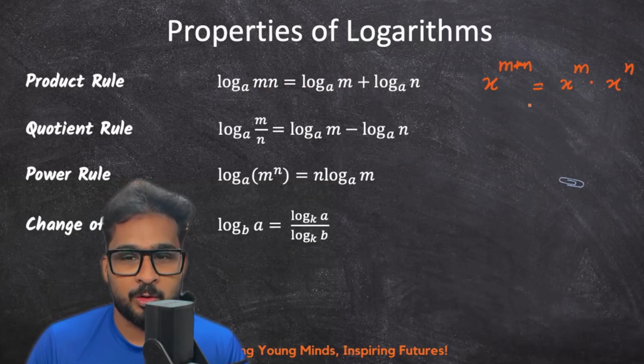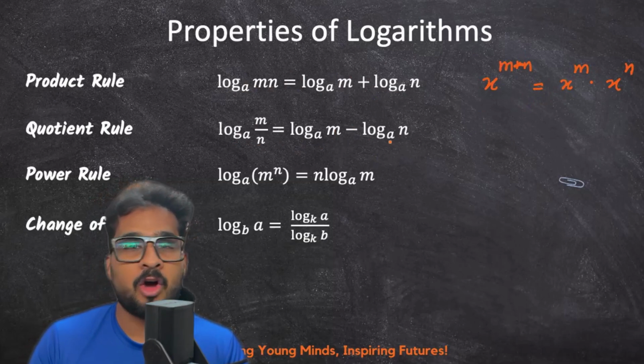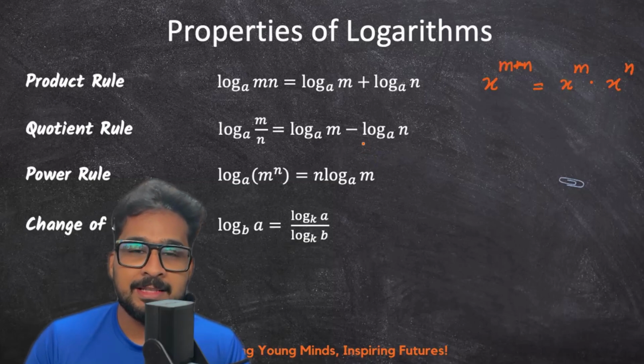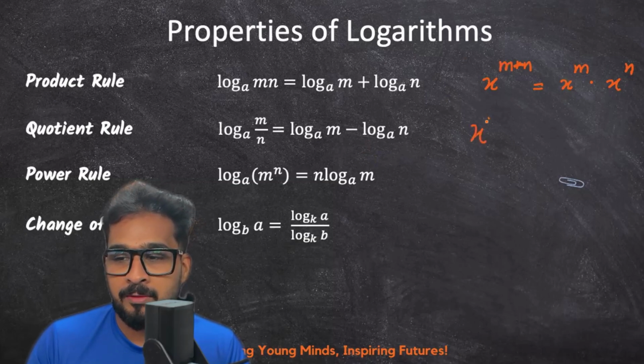Next comes the quotient rule. Log m by n to the base a is equal to log m to the base a minus log n to the base a. It is the disguised form of x power m minus n is equal to x power m divided by x power n.